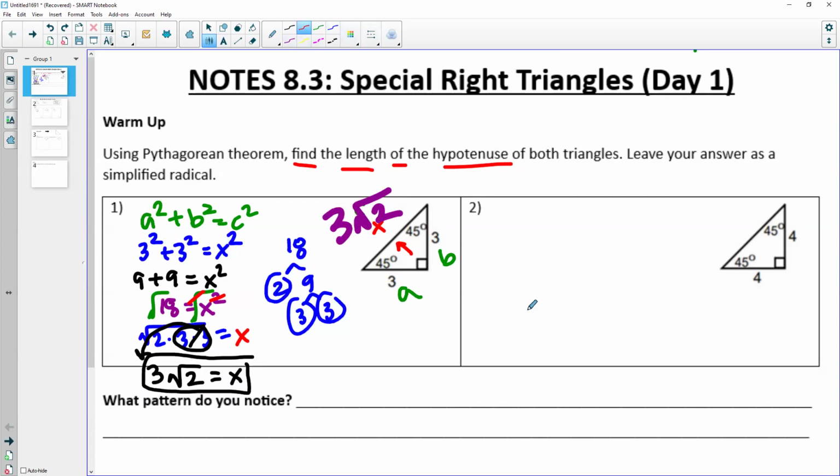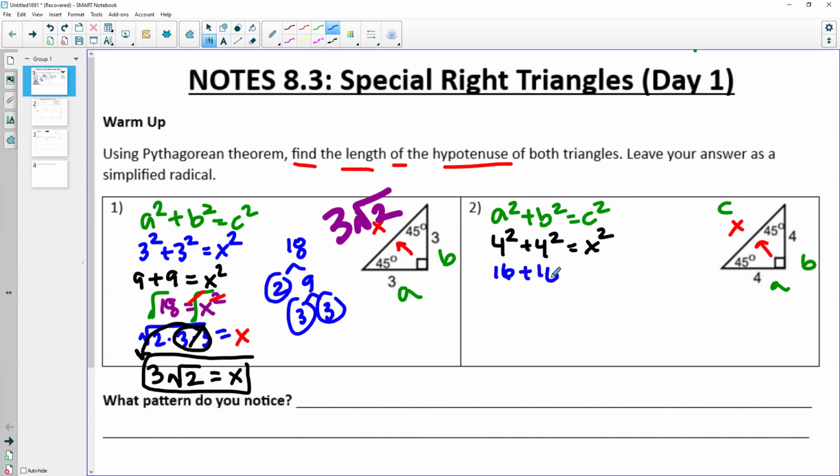Now let's look at example number 2 for our warm-up. Okay, again, they're asking for the same thing, to find the length of the hypotenuse. The hypotenuse is the side across the 90, so we're going to call that x. And when we're doing Pythagorean theorem, we're looking at a squared plus b squared is equal to c squared, where c is your hypotenuse. So there's c, we'll call this a, we'll call this b. Plugging our numbers in, we're looking at 4 squared plus 4 squared is equal to x squared. If we square the 4, we're looking at 16 plus 16 is equal to x squared. Adding those numbers together, we get 32 is equal to x squared.